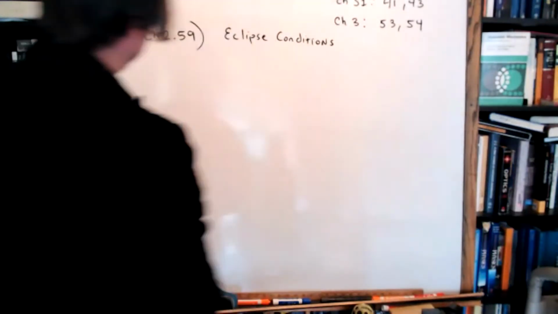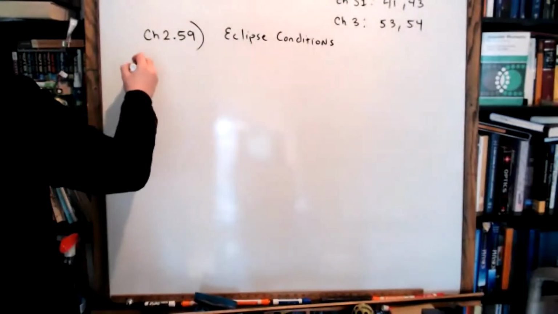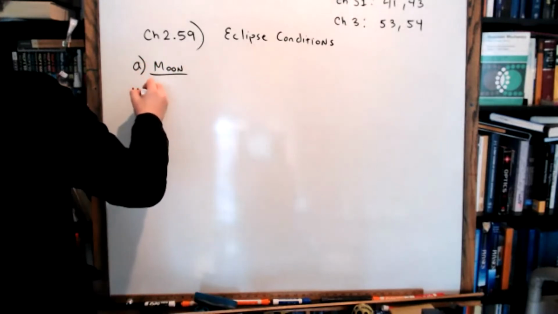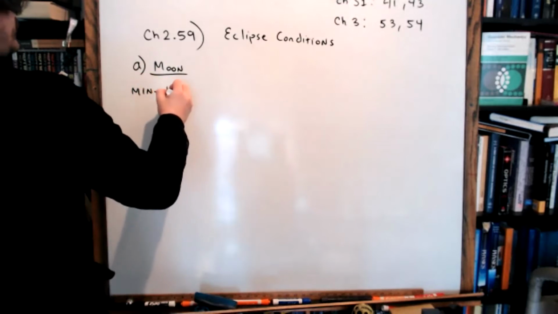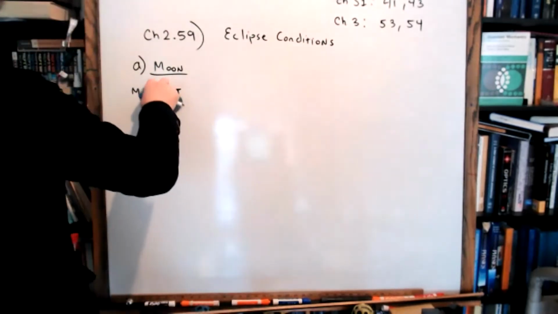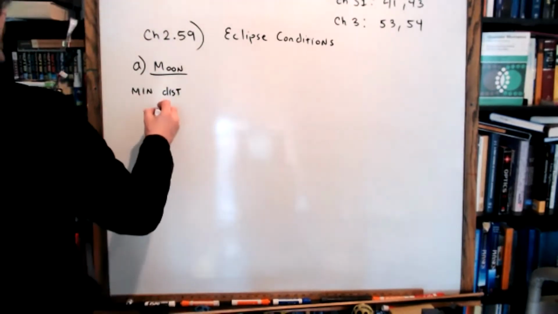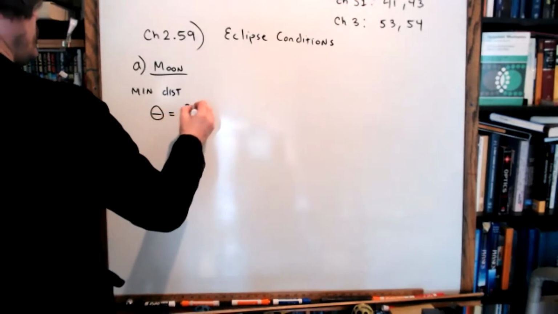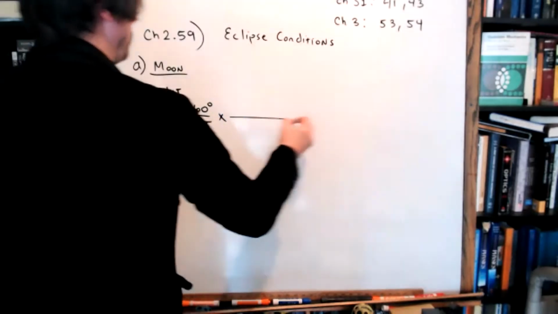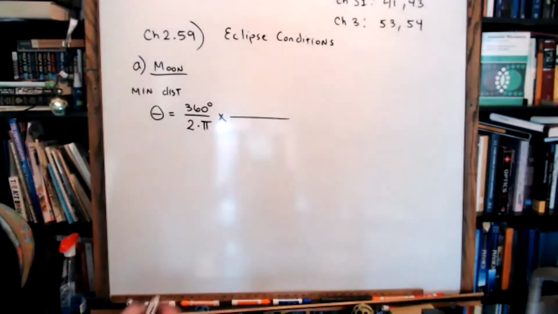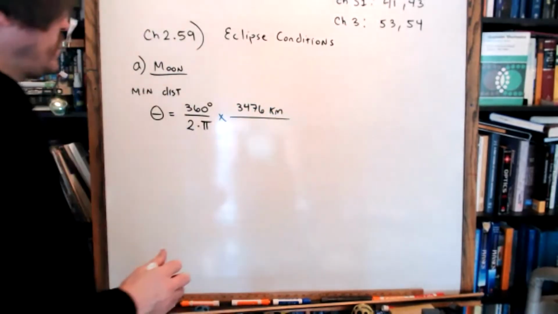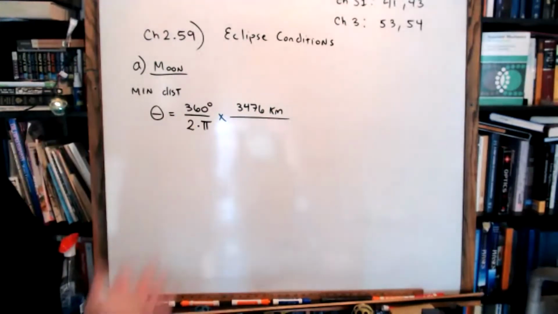Okay, we're going to keep this nice and organized. Let's start with part A. For the moon, we're going to calculate first the angular size at the minimum distance. So the minimum distance, we have the angular size is 360 degrees over 2 pi. The size of the moon is 3476 kilometers. Can you guys remind me what the minimum distance is? Because I erased all the data.